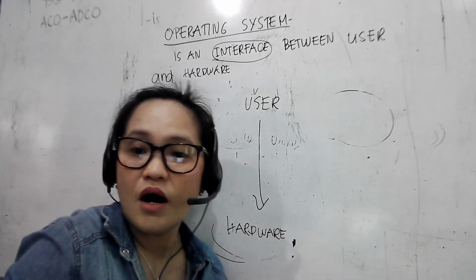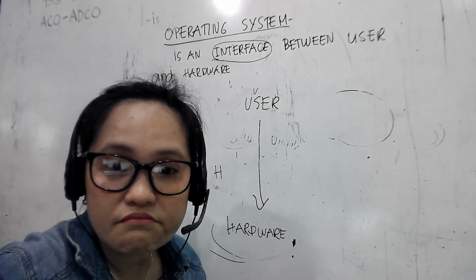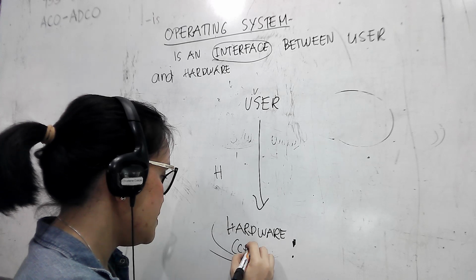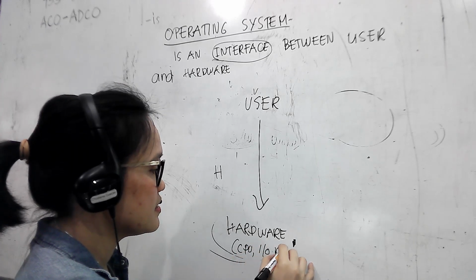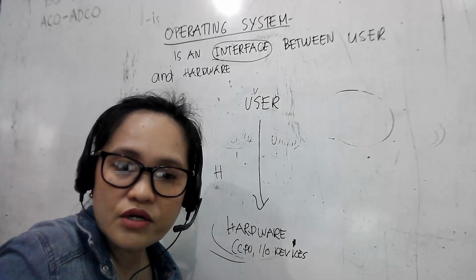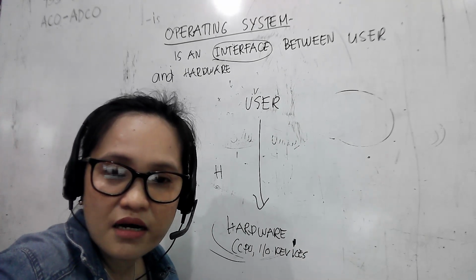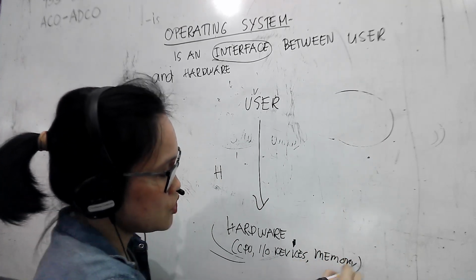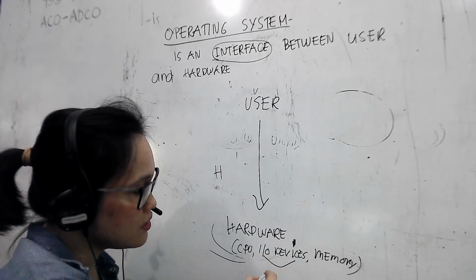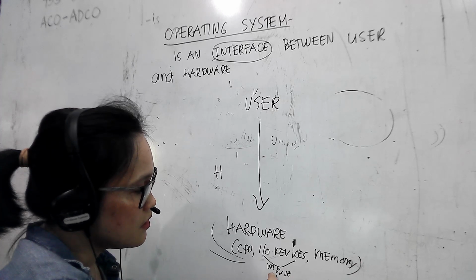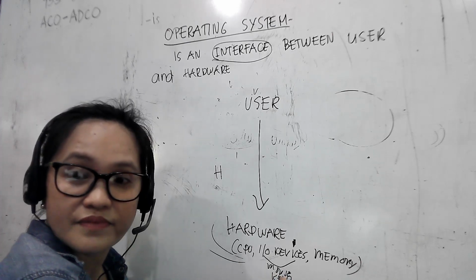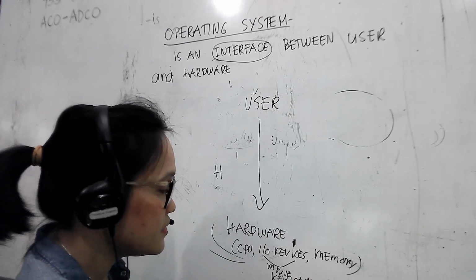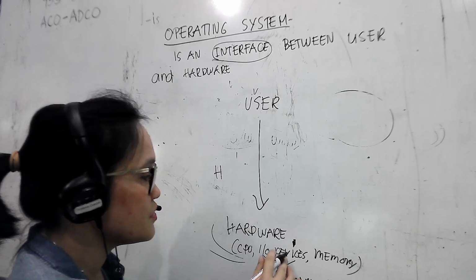Now, how are we going to do this? What are the examples of the hardware? We have the CPU, I/O devices, and we also add memory. What are the I/O devices? We call them, maybe, mouse, keyboard, printer. Those are examples of I/O devices.